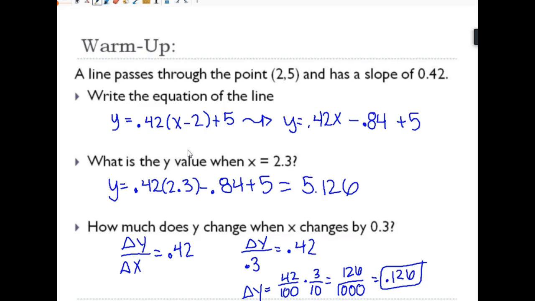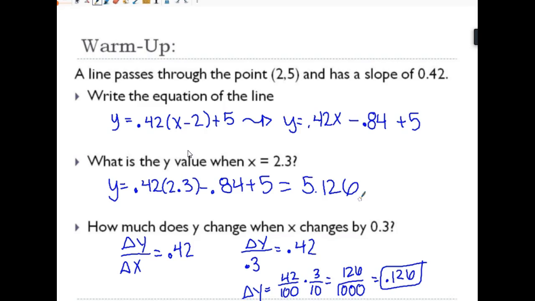What is the y value when x equals 2.3? So you would take 2.3, you could plug it in here, you could plug it in there, anywhere you want, and get 5.126.